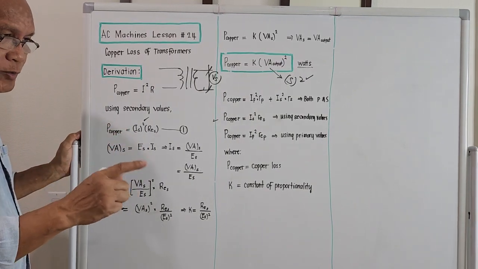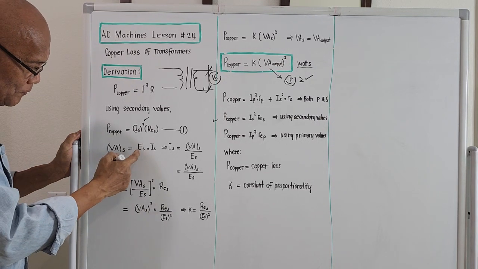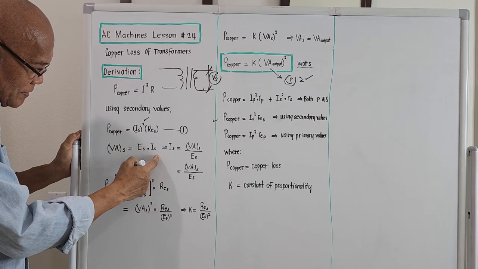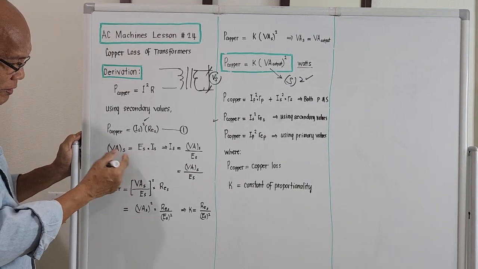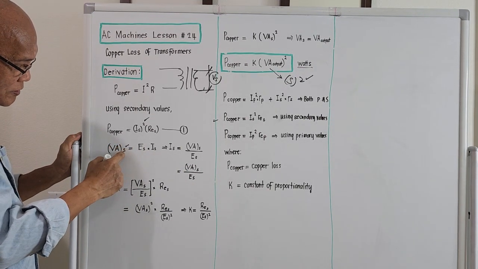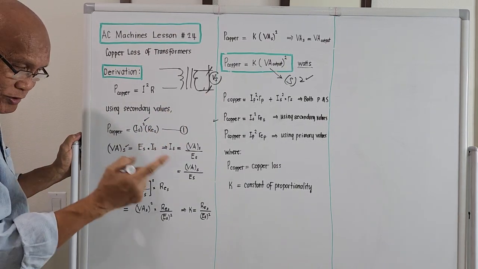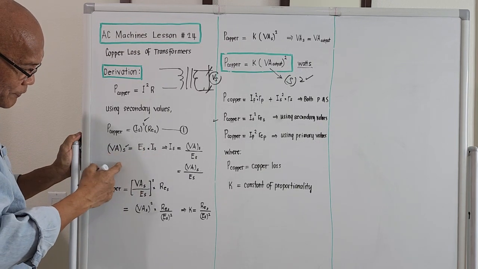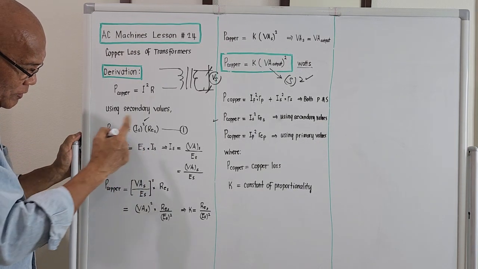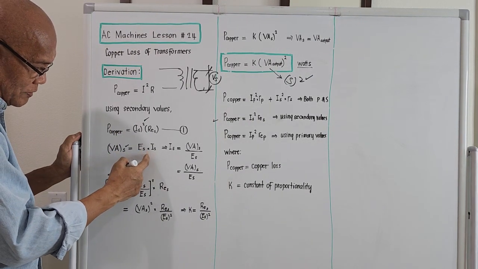Let's try to define what is volt ampere. Volt ampere is the product of voltage and current, right? So on the left hand side, if I place VA with the subscript S, S refers to secondary, this should be equal to, you see the subscripts, it's all S, right? So volt ampere on the secondary should be equal to the induced voltage on the secondary times the current on the secondary.